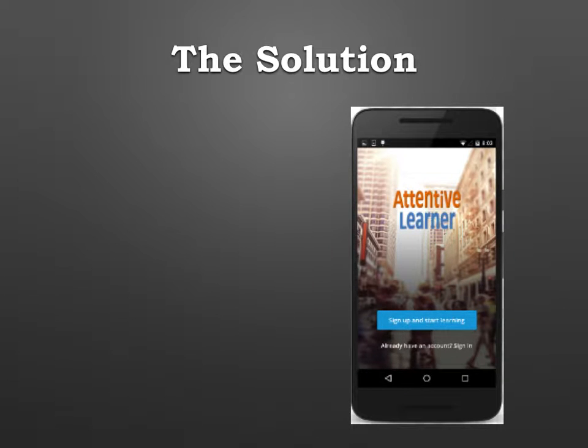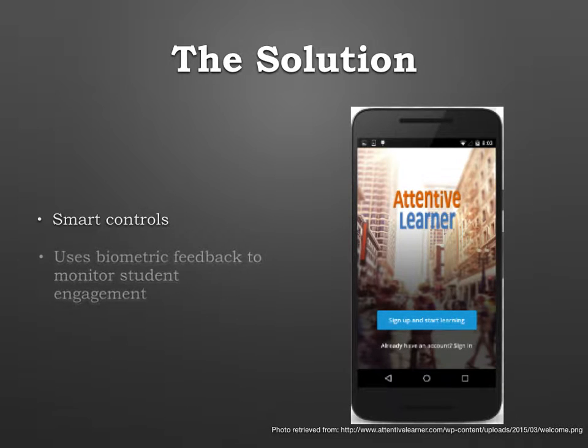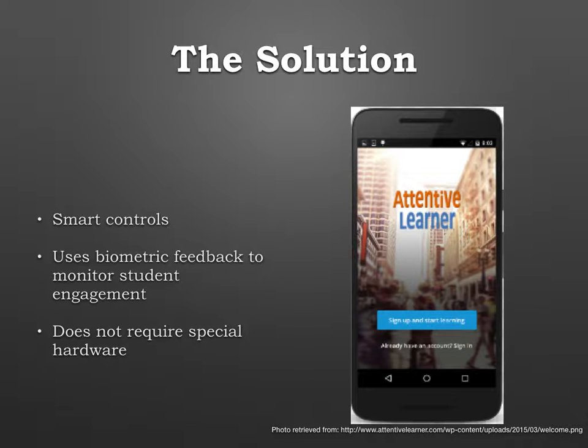Attentive Learner is a software subscription that can be purchased for students' handheld devices that has several benefits. First, it uses smart controls to play videos that require user participation. It also uses biometric feedback to monitor student attentiveness. And best of all, it requires no purchase of special hardware. All of this can be accomplished using the students' phones.